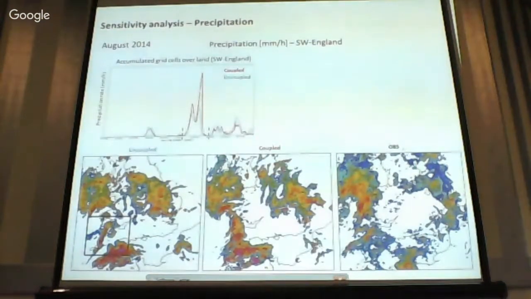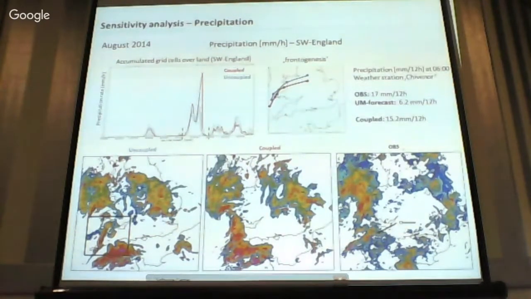We've also been looking at some precipitation cases, and we see some impact of coupling for this particular case, really on the development of this rainfall in the southwest of England. So it's more widespread in the coupled system and may agree better with observations. There seems to be a shift in where the front is going between coupled and uncoupled, some improved verification. It's early days to really get to cause and effect in these precip cases.